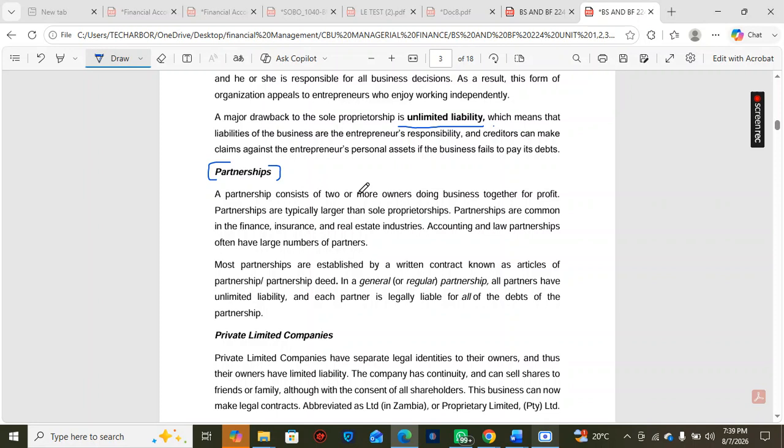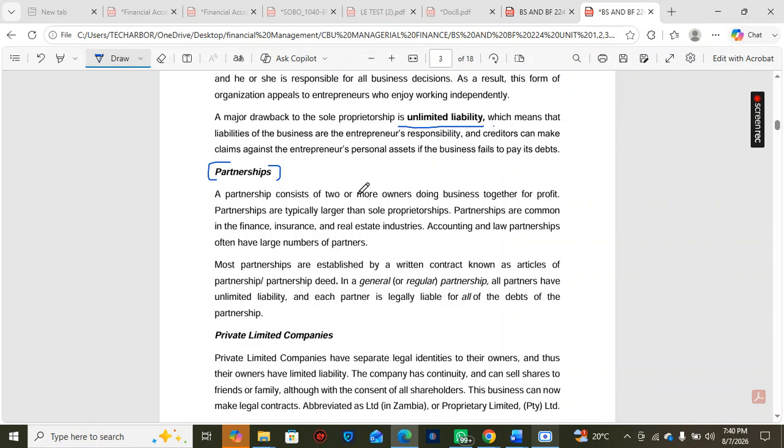As a sole trader, raising capital and resources can be a bit difficult because you are alone. But with a partnership, you can be a group and you can raise resources together. Also, you can divide tasks, division of labor. You can divide tasks amongst each other. So that's how a partnership basically runs.